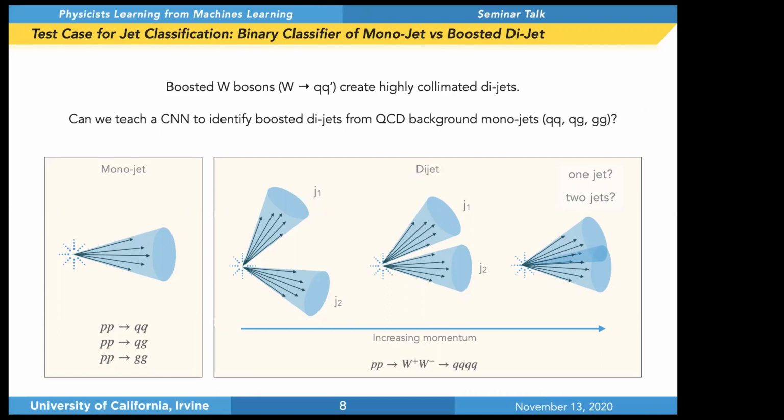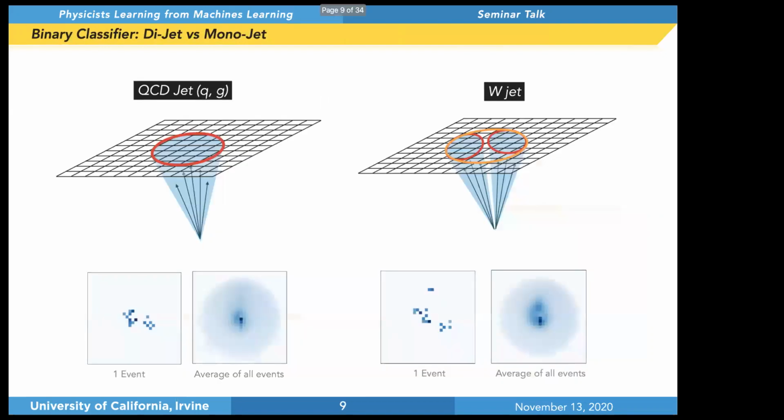The interesting thing about a boosted W boson is that when it decays into two jets, if it's high enough momentum, they end up getting collimated and overlapping. So even though you have two jets, the overlapping causes those two jets to look like a single background monojet example. And so this is an interesting jet classification task of signal versus background, where you ask, can a convolutional neural net looking at jet images figure out the difference between a monojet and a boosted dijet? And then we can compare that to jet substructure.